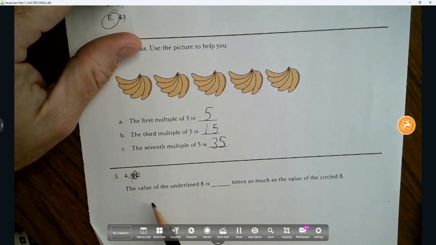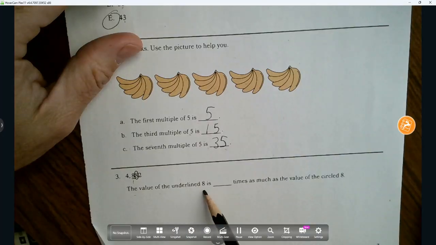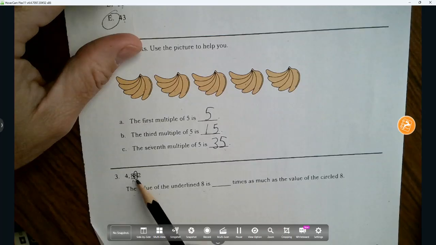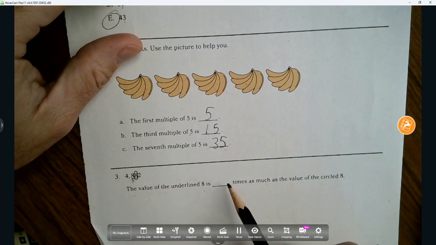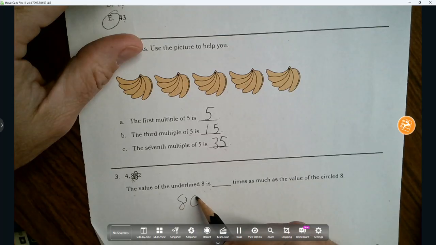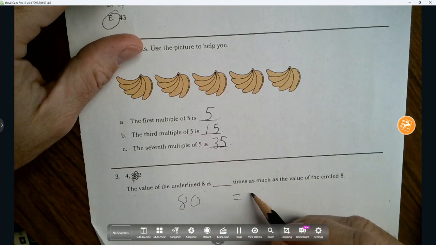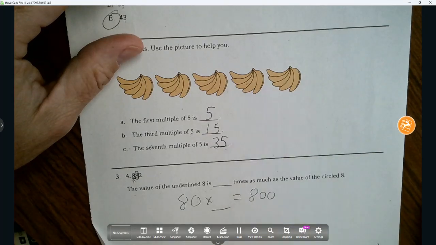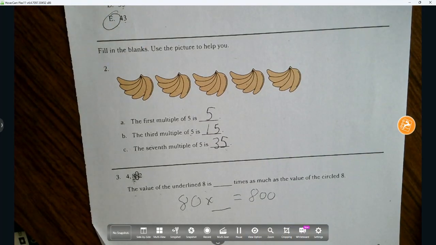All right. The value of the underlined 8 is, there's an 8, times more than the value of the circle. So how much more is this worth? This is 80. This is 800. How many times more is this? Think of it as if you have this and you want to get to this, what do you multiply it by? All right, that's all I'm helping on that one.